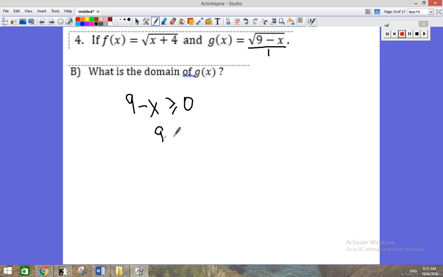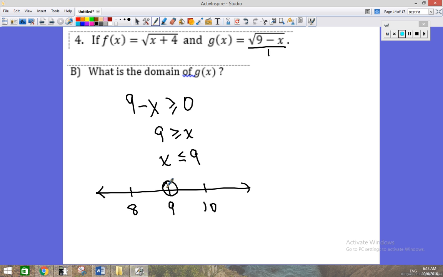When we solve this inequality, I prefer to have my variables written on the left. So 9 greater than or equal to x is logically equivalent to x being less than or equal to 9. If we think about what that means on a number line, we include the value 9, because when we plug in 9, we have 9 minus 9, which is 0, and the square root of 0 is 0. The square root of 0 is well defined, so I'm going to include that.